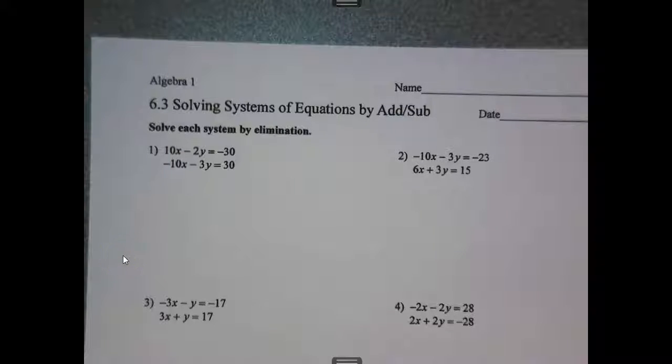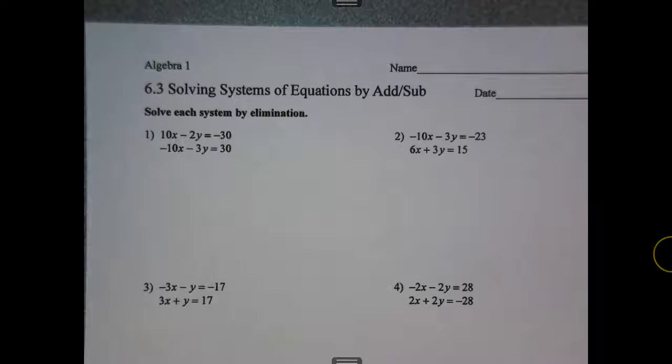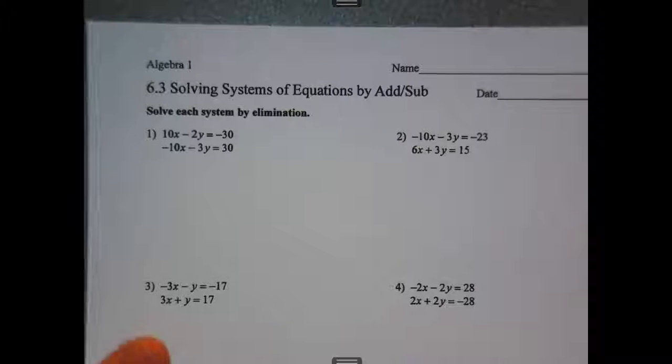Okay, we started 6.3, solving systems of equations by addition and subtraction. And all we did was we added the two equations together.